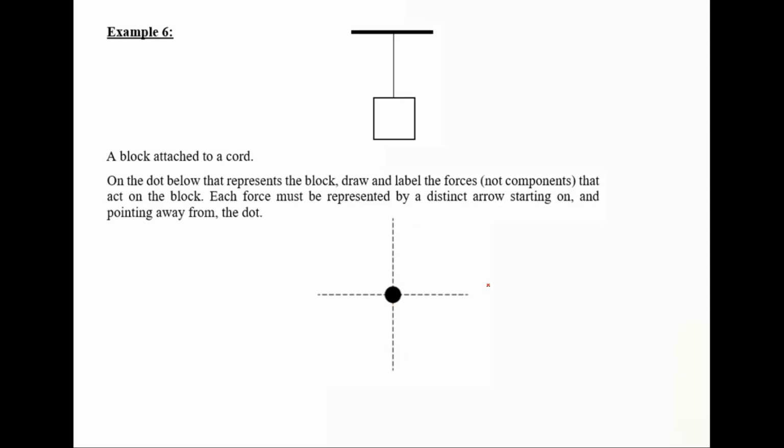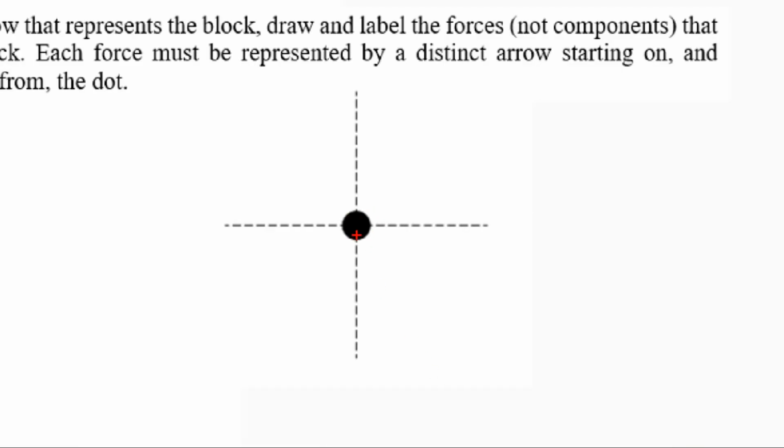Example 6, a block is attached to a cord. On the dot below that represents the block, draw and label the forces, not the components, that act on the block. Basically this is rule 3. Each force must be represented by a distinct arrow starting on and pointing away from the dot. This is rule number 2. And rule number 1 is represented here, that the object is being represented by a dot.